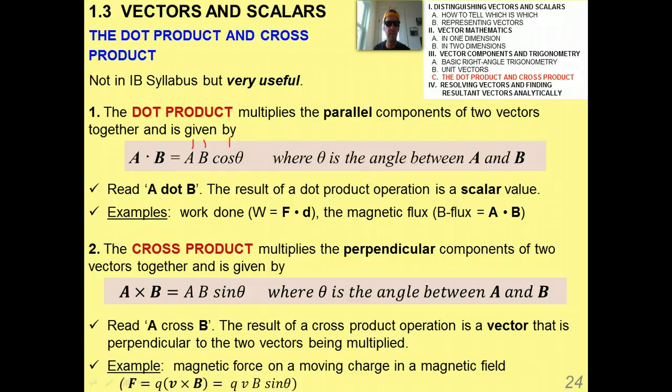Some examples in physics that we use: the magnetic force on a moving charge in a magnetic field is F equals Q times velocity cross B, right? So that's QvB sine theta. We'll study that next year in my class.